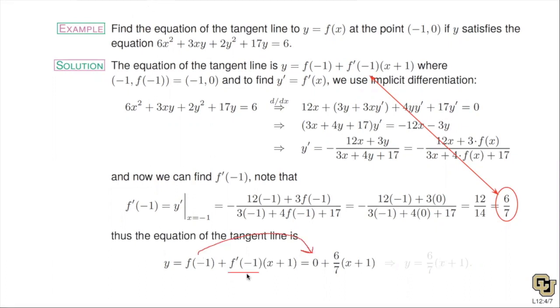F prime of -1 is 6/7. And then I just dropped the 0 and simplified it a little bit. So here it's a standard tangent line problem.